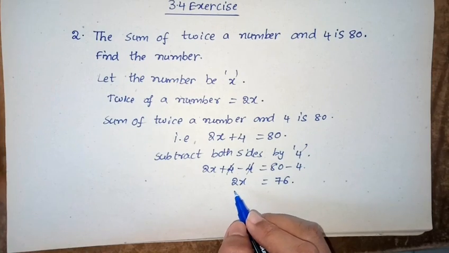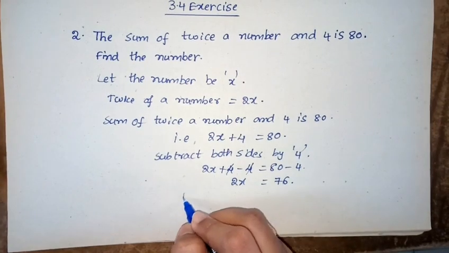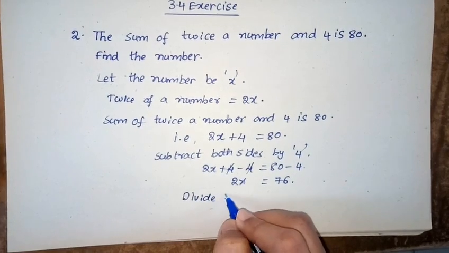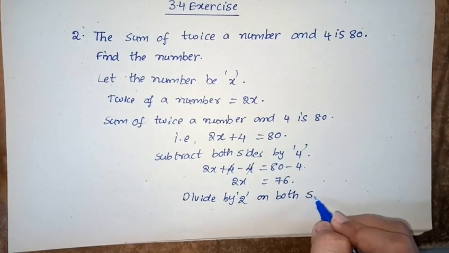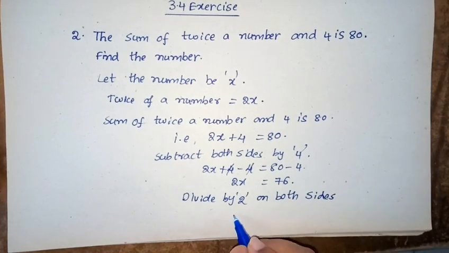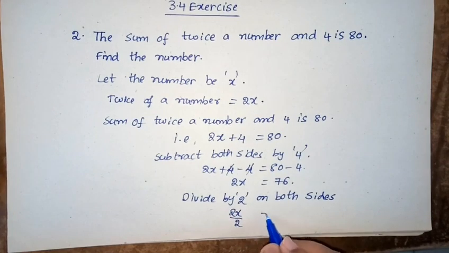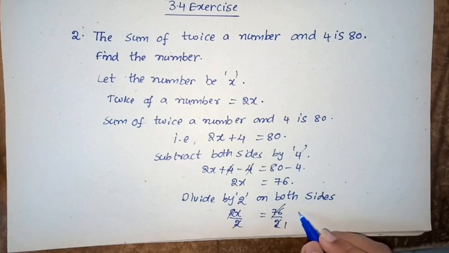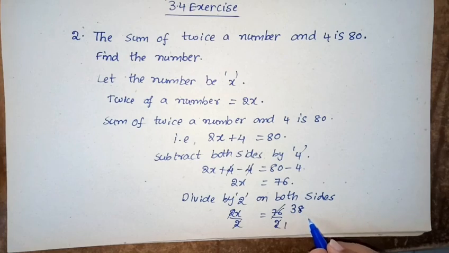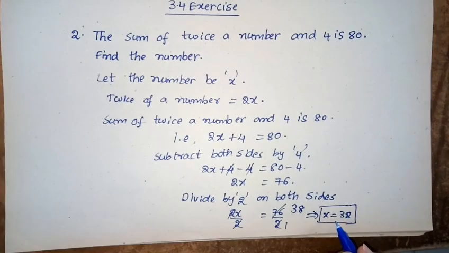Next remove 2 by dividing both sides by 2. 2x by 2 is equal to 76 by 2. Numerator 2 and denominator 2 cancel. 2 ones are 2, 2 threes are 6, 2 eights are 16. So finally the x value is equal to 38. So x equal to 38 is the solution for the given problem.